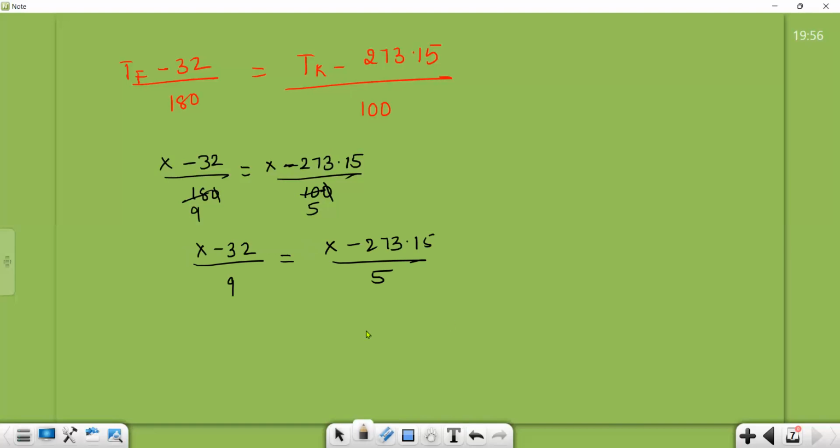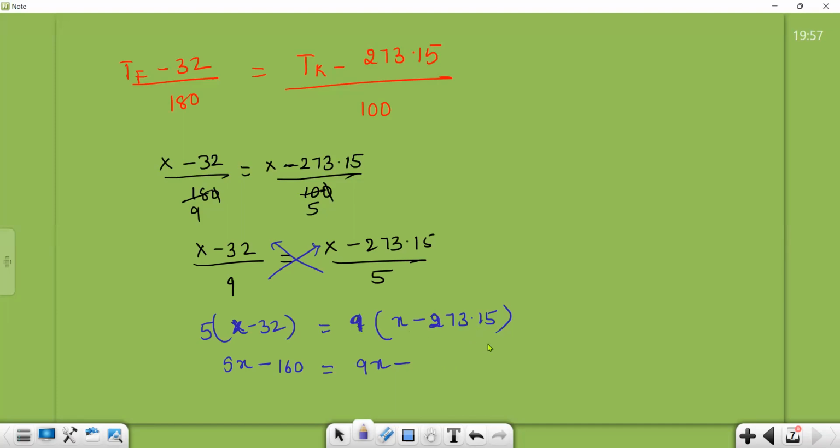Now cross multiplication here. 5 multiplies with x minus 32, whereas 9 multiplies with x minus 273.15, isn't it? This is multiplied by this one. This is multiplied by this one. So now multiply 5 into x is 5x minus 5 into 32 is 160. Then this becomes 9x minus 9 into 273.15. We have to multiply this particular number with the two ones.